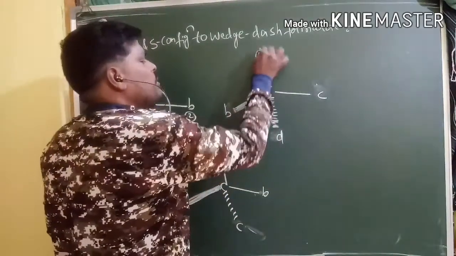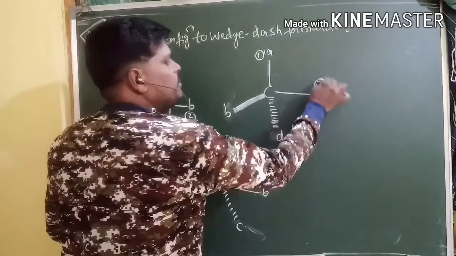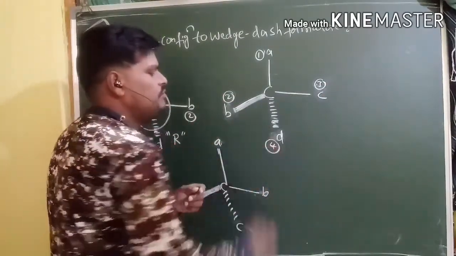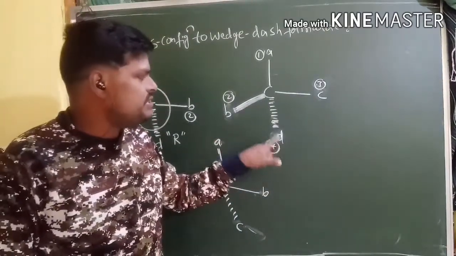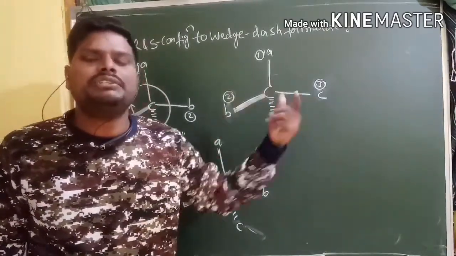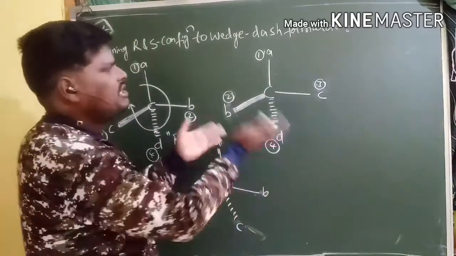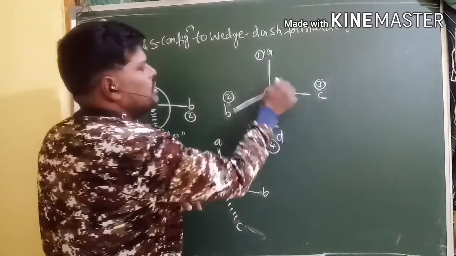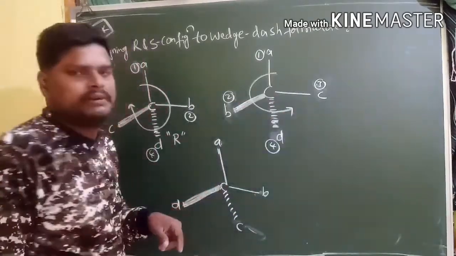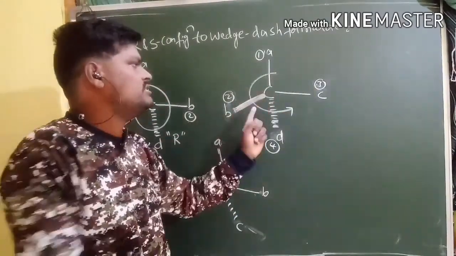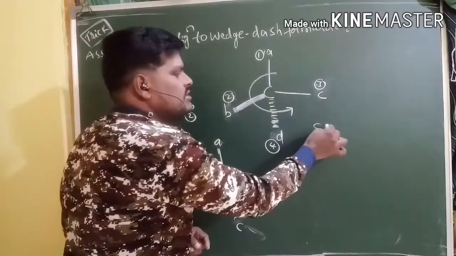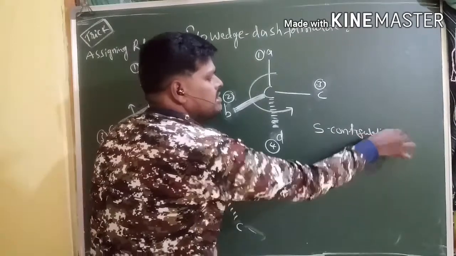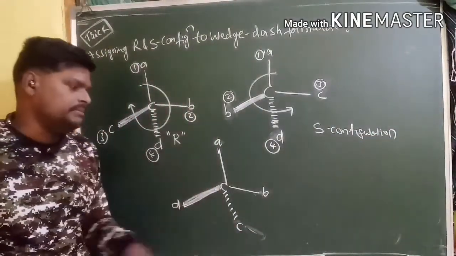Coming to the second example. Here A is the first priority, B second priority, C third priority, and the least priority is 4. Here also the least priority is present on the broken wedge. That's why you can use R and S configuration directly. So what is the direction of rotation for this molecule? 1, 2, 3. So this is the direction. Is it clockwise or anti-clockwise? Anti-clockwise direction. That's why this is S configuration. Now coming to the third example.